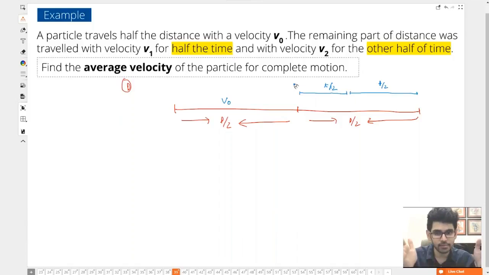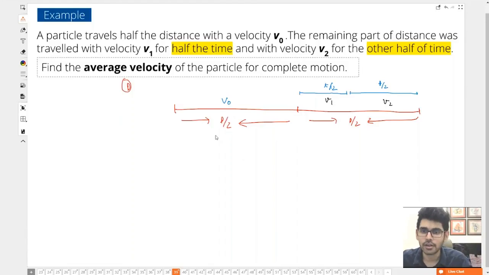So the entire time taken from the midpoint to the last is t. So this is t by 2 time. Here it was traveling with v1 for half the time, and v2 for the other half of the time. Everybody familiar with this diagram? Did everybody understand this diagram?